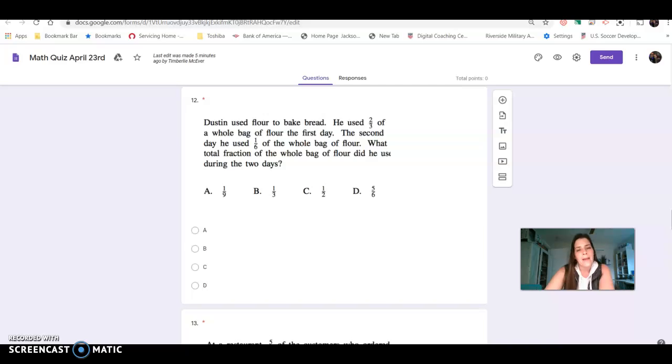Here's 12. Dustin used flour to bake bread. He used 2/3 of a whole bag of flour the first day. The second day he used 1/6 of the whole bag of flour. What total fraction of the whole bag of flour did he use during the 2 days?